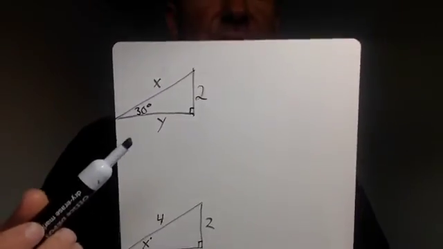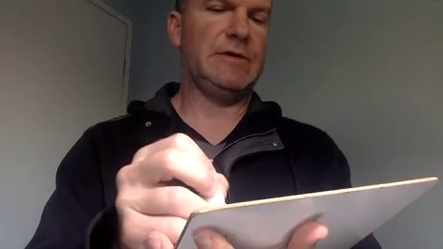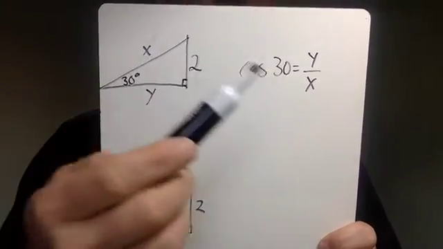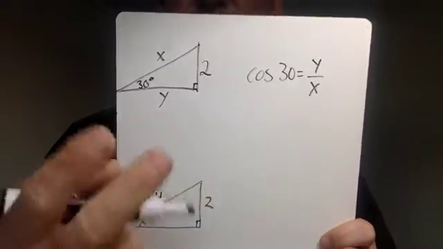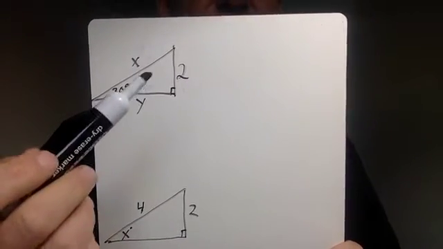We can't say cosine of 30 is equal to y over x. Now that is true. The cosine of 30 is the adjacent over the hypotenuse, but we're not going to be able to solve for one of these variables in this problem because we have 2 variables in the same problem. That's always a big no-no. You can't solve for 2 variables in one problem. Got to have it down to just one variable. So we can't use cosine, we got to use sine or tangent.